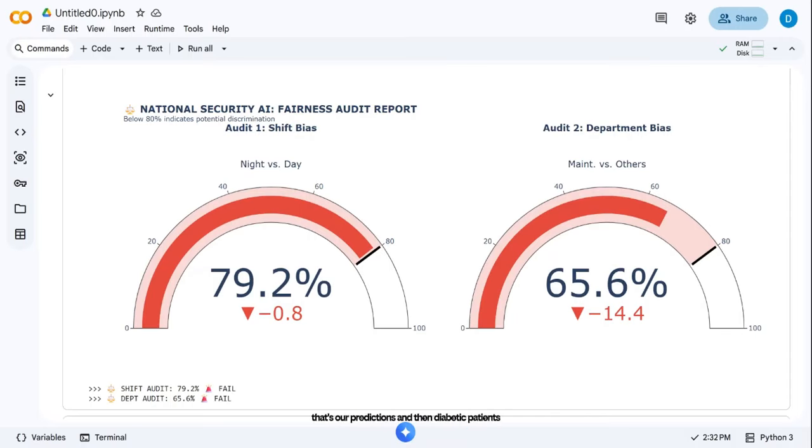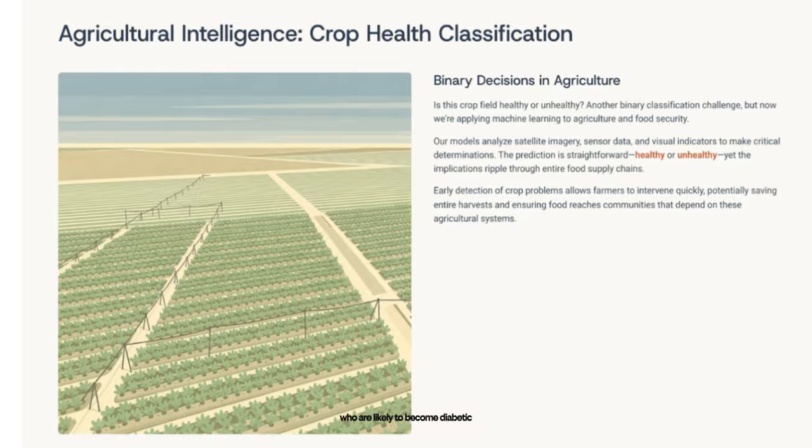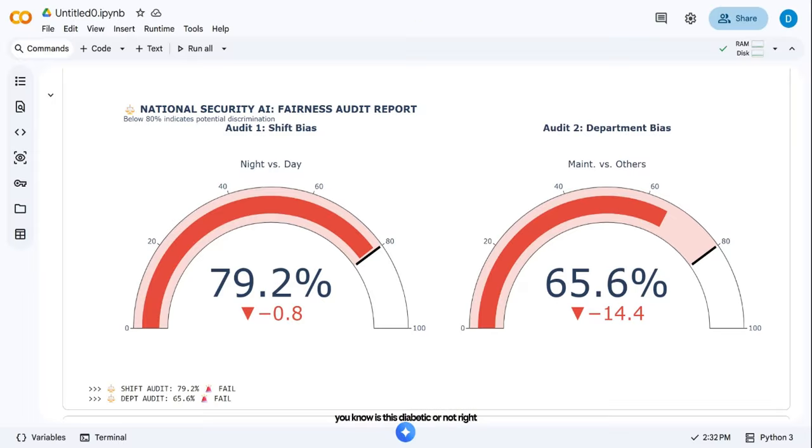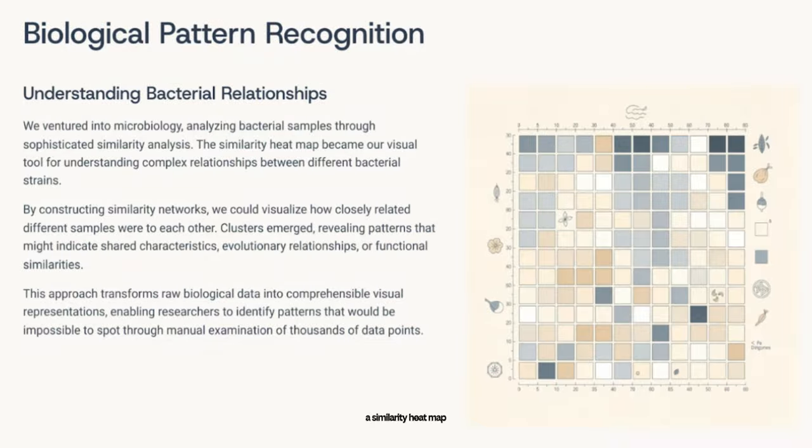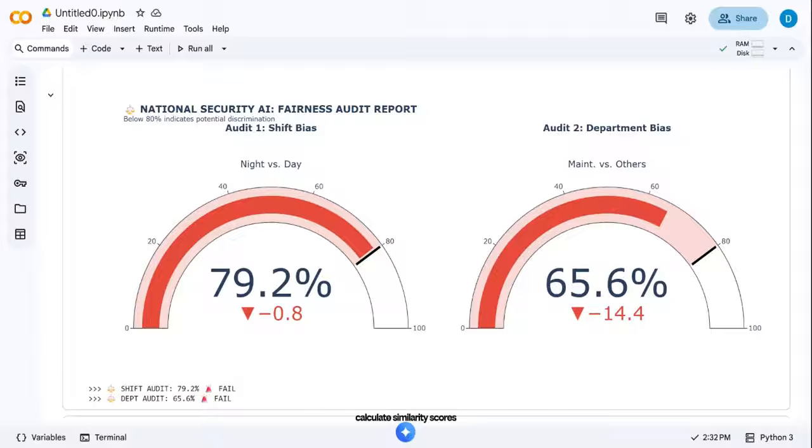That's sort of predictions. And then diabetic patients who are likely to become diabetic. Is this diabetic or not, right? A or B, right? 0 or 1. That sort of classification. And we also looked at the similarity heat map and similarity network with the bacterial samples. And we took mining companies, mineral ore samples, and document reports to calculate similarity scores.